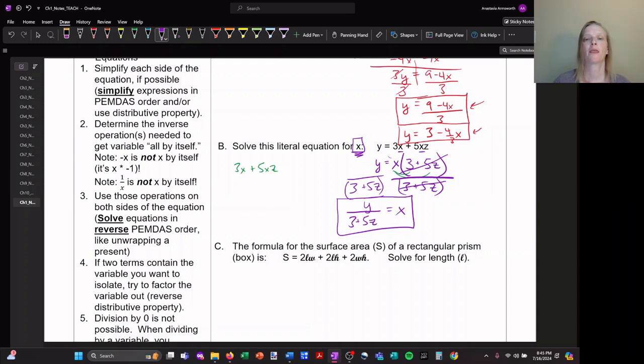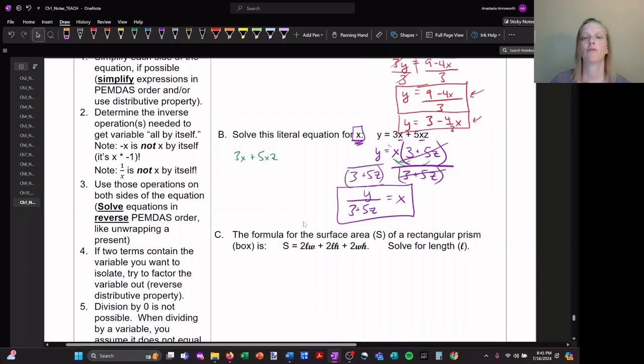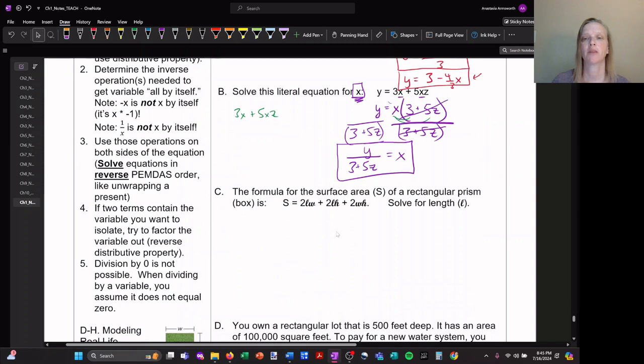So, formula for surface area. If I have a rectangular prism, the surface area of the rectangular prism is 2 length times width plus 2 length times height plus 2 width times height. And it says solve for length. So I want to get length all by itself on one side of the equation.